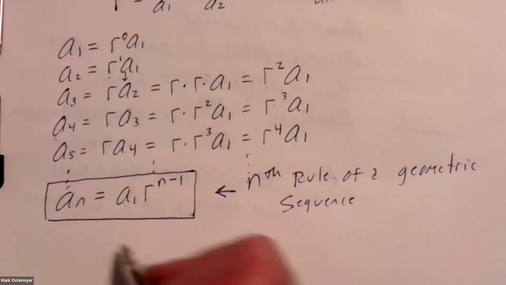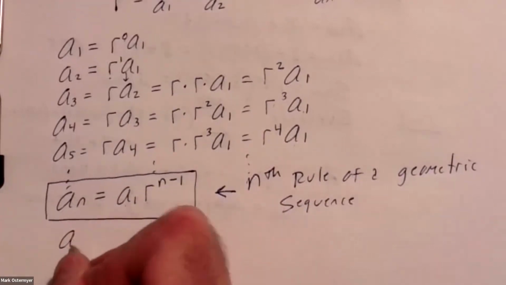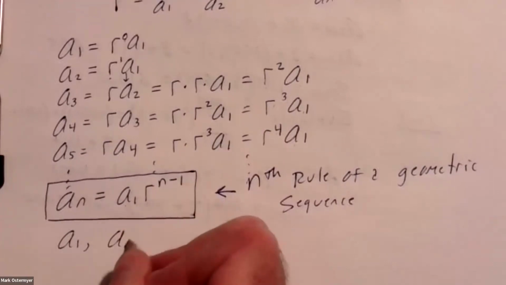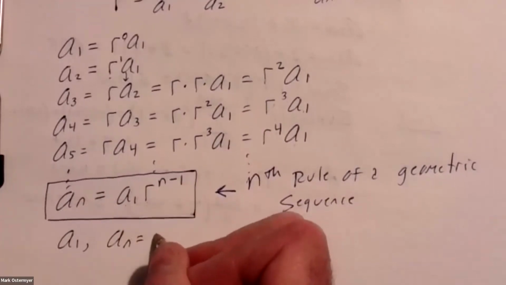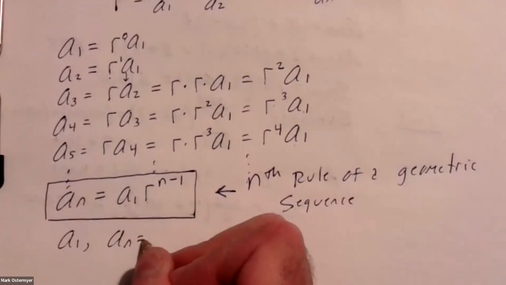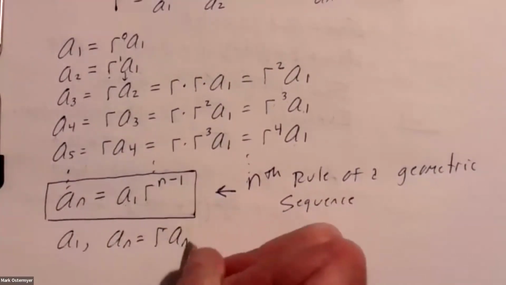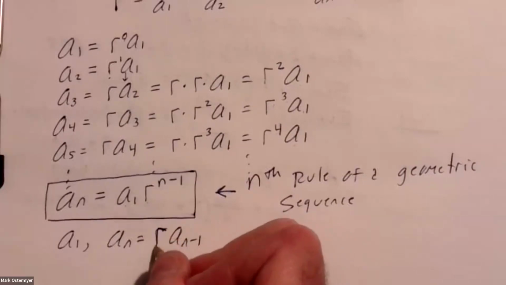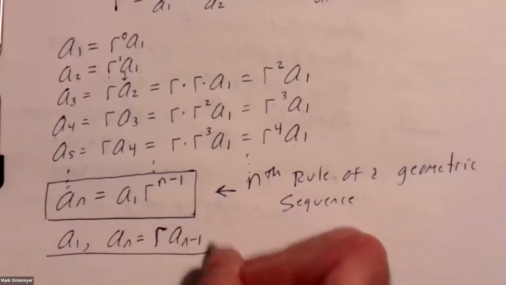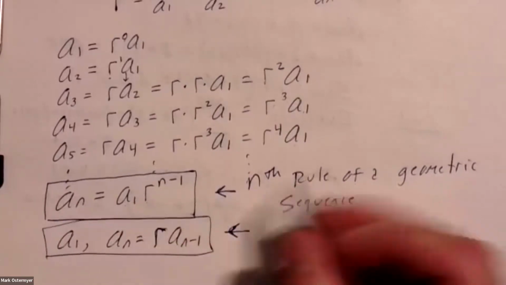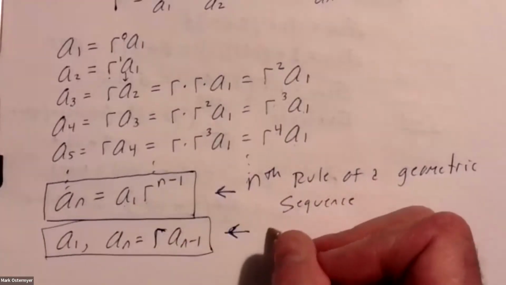A recursive definition in passing would be this: knowing the first term of a geometric sequence, to find the nth term, we would take the previous term and multiply it by the common ratio. So this would be a recursive definition that shows you how to move from one term to the next term of a geometric sequence.